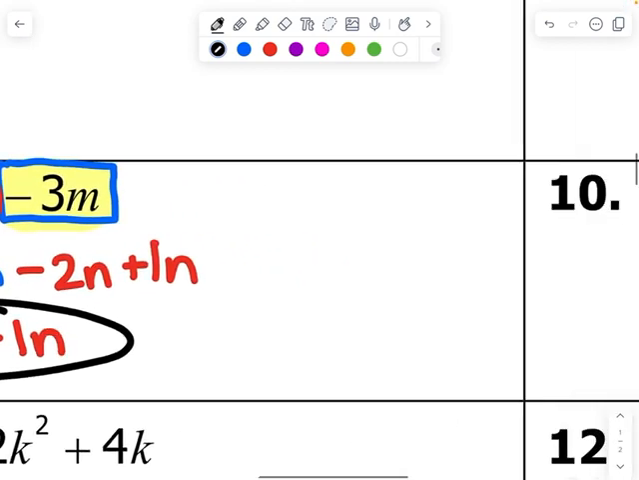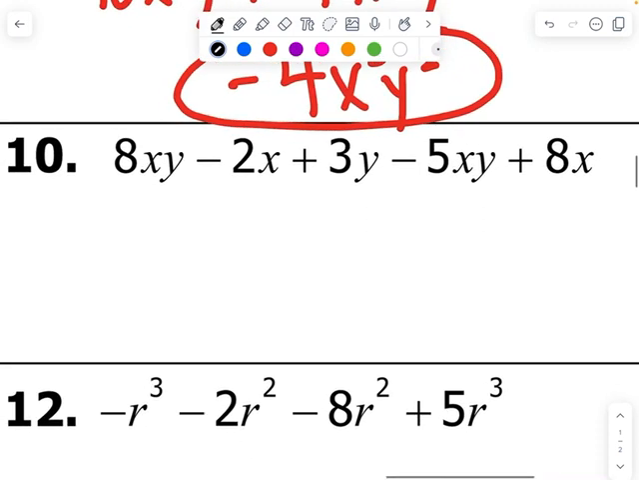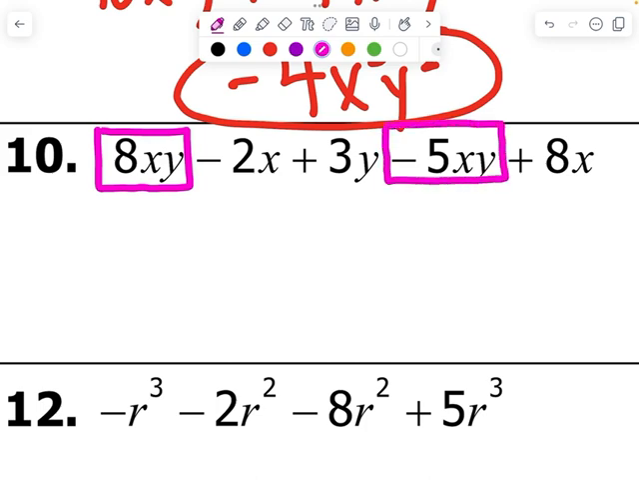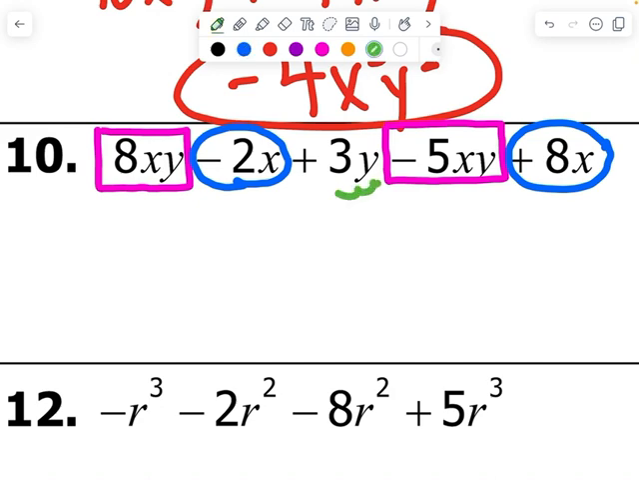Okay. So let's look at number 10. Let's figure out what terms are alike and what terms are not alike. I see this first term is xy, so I'm going to put a box around it. Do you see another xy term? I see one right here. I also see this term right here with an x, so I'm going to put a circle around it. And I also see a term over here with an x. Now, what about the one that I haven't put anything around? This one has a y, so it's not like those others.